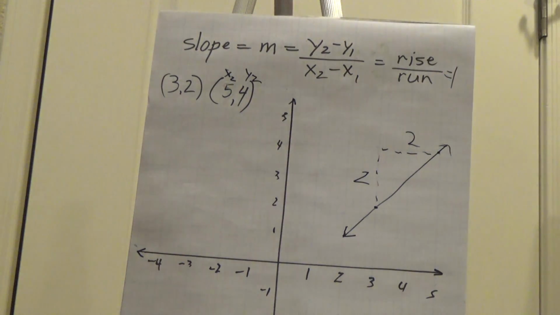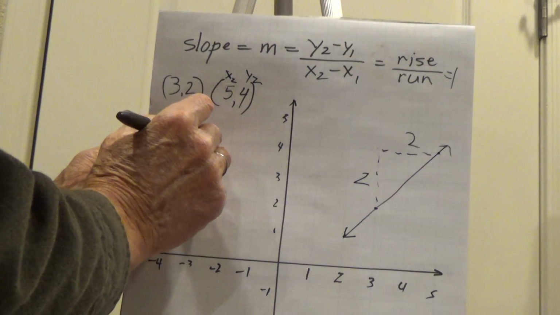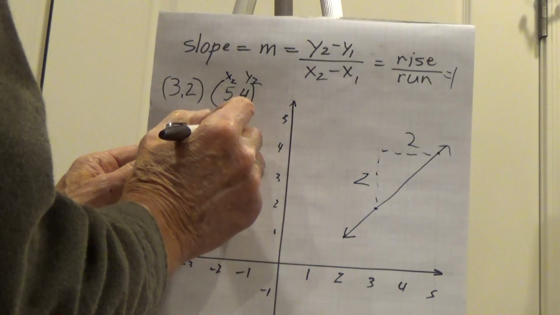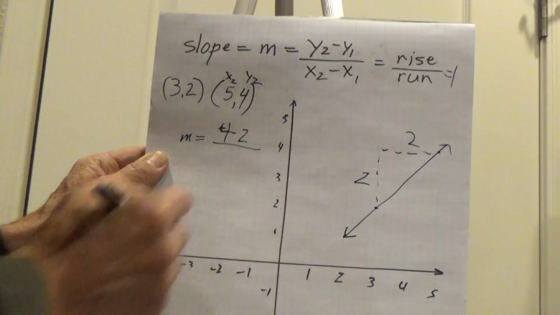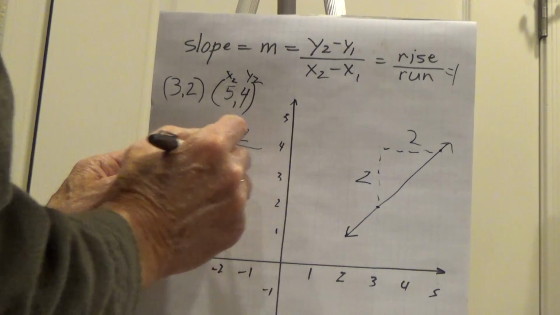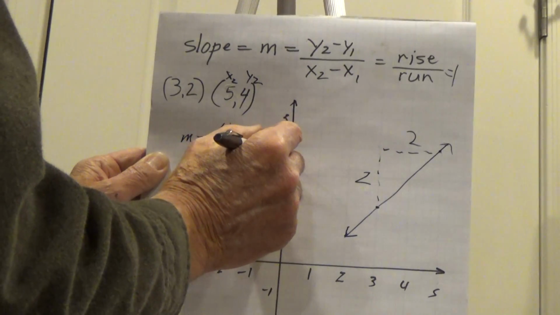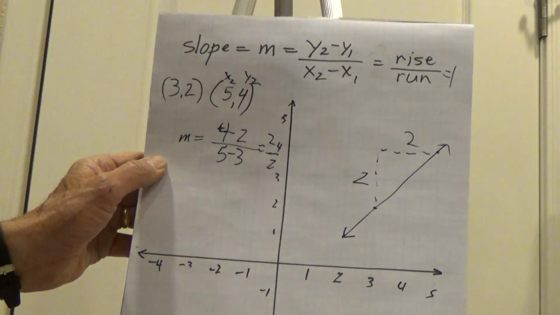We know that. Now let's do the calculation. So you can do it both ways. The calculation, y sub 2 minus y sub 1. So m here is equal to, if we call this y sub 2, 4 minus 2. And x sub 2 will be here, 5 minus 3. So 4 minus 2 is 2, 5 minus 3 is 2, 2 over 2 is 1.